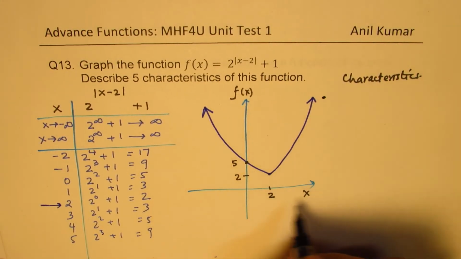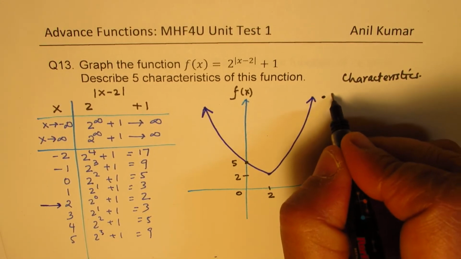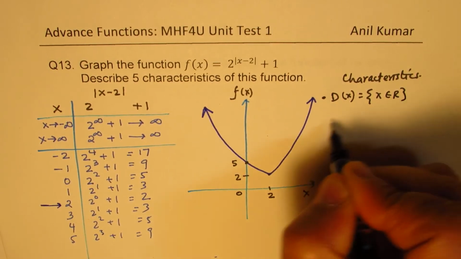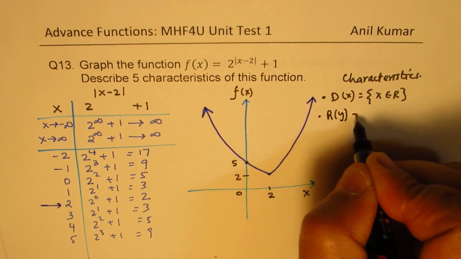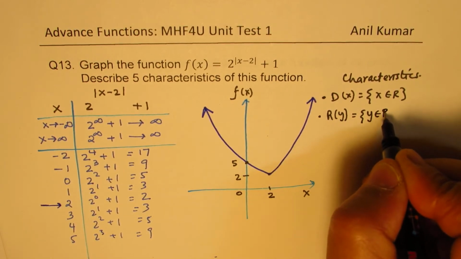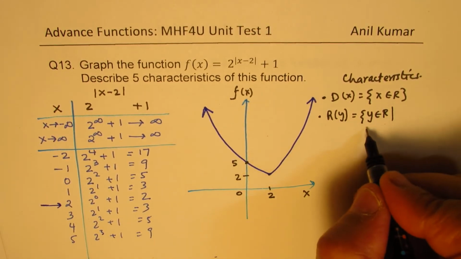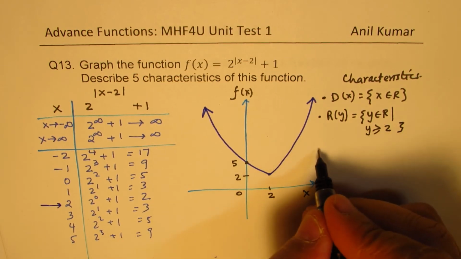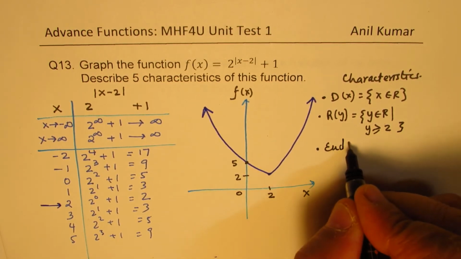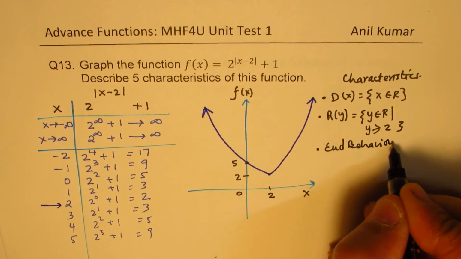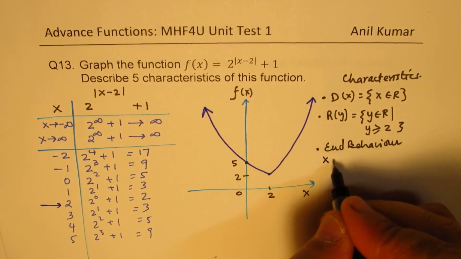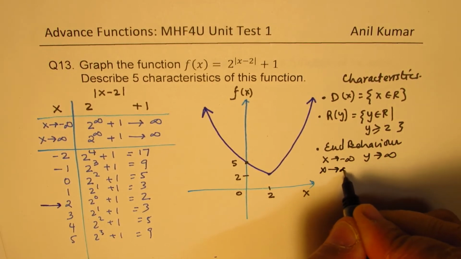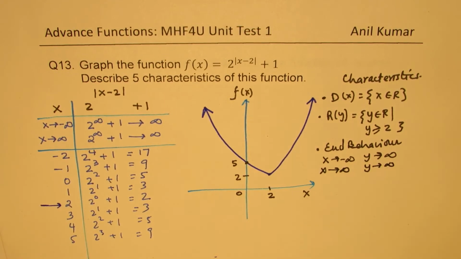So the first characteristic which I'm going to write here is the domain. So domain of the function is x belongs to real numbers, right? The second one is the range. So as far as the range is concerned, y belongs to real numbers. However, we see that the y value is always greater than or equal to 2. Correct? Now end behavior. End behavior, as x approaches negative infinity, y approaches positive infinity. As x approaches positive infinity, y also approaches positive infinity.